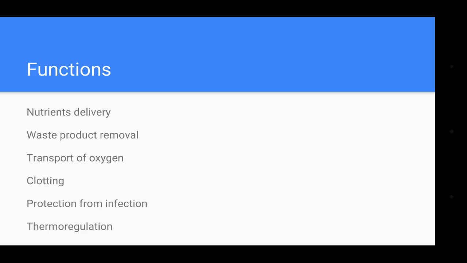The next two functions are quite similar. They are blood clotting and protection from infection. Platelets in our blood form clots and scabs to prevent major blood loss, and white blood cells help fight infections.